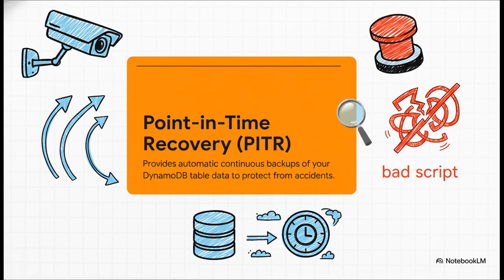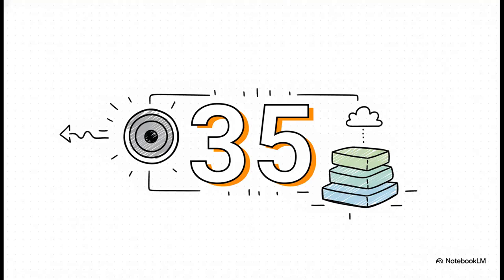Okay, now for the security camera. Point-in-time recovery, or PITR, is a totally different game. You literally just flip a switch to turn it on, and DynamoDB starts continuously and automatically backing up your table. This isn't for keeping data for 7 years. Nope, this is your emergency undo button for those recent oops moments, like that bad script we were just talking about.